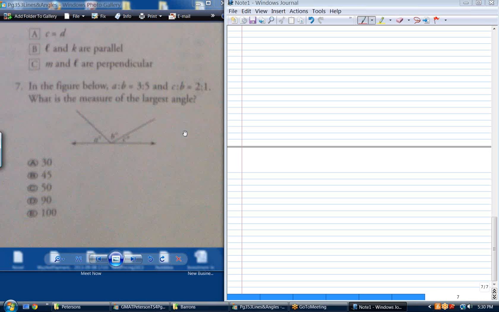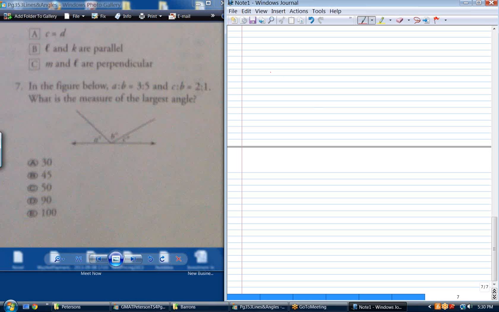Well, can you try and back solve it? Perfect. I'm glad you're thinking that way. The only problem with back solving is they're asking not for a measurement of a particular angle, but a particular largest angle. From the information they give you, can you figure out what's the largest angle?